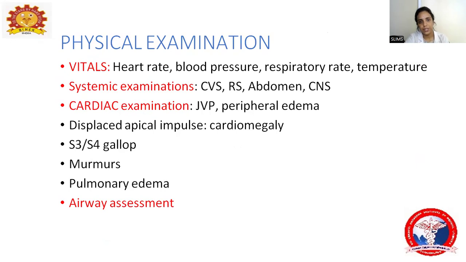Coming to the physical examination part, first we'll see the vitals. Any patient, we will measure heart rate, blood pressure, respiratory rate, and temperature. Coming to systemic examination, we have to look at the 4 major systems: CVS, respiratory system, abdomen, and the CNS. In cardiac examination, particularly, we have to look for JVP, peripheral edema. Displaced apical impulse can mean cardiomegaly. S3, S4 gallop can be there. Murmurs, pulmonary edema, and airway assessment is important.